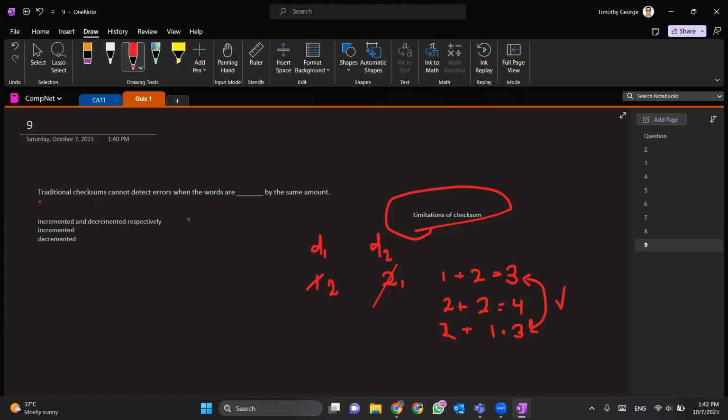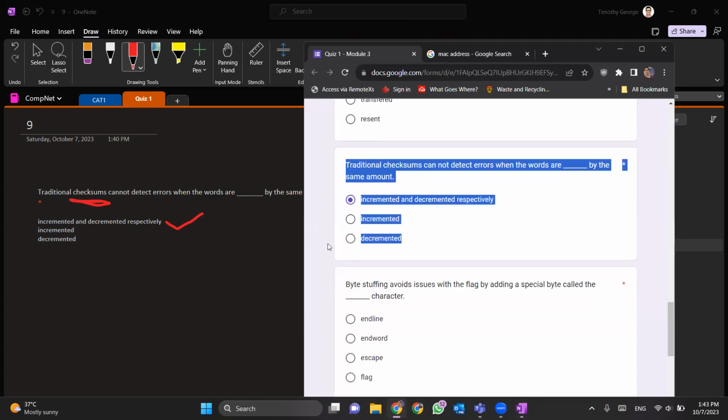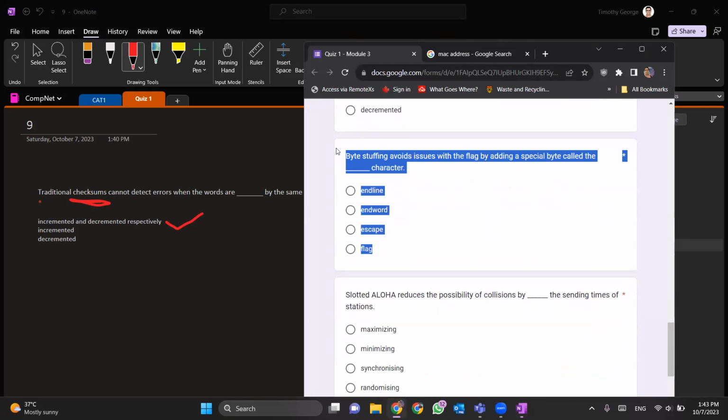So here the answer would be incremented and decremented respectively by the same amount. Even if we increment both by 2, so this becomes 3 and this becomes 0, again the sum would be 3 and the node would say verified, correct data. And so the checksum is not sufficient. That's why we learn more methods of error detection and error correction. So this is the answer for the ninth one: incremented and decremented respectively. Okay, next question.